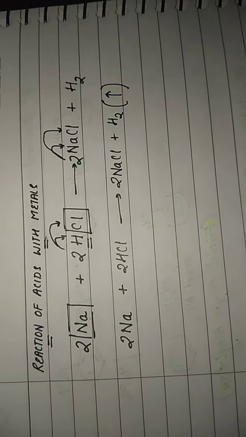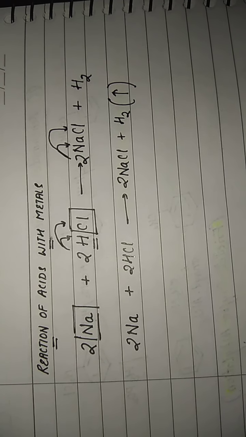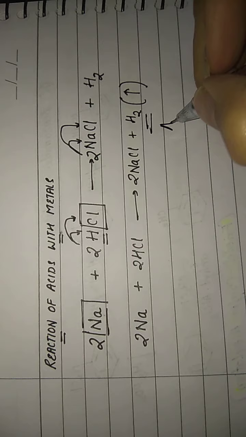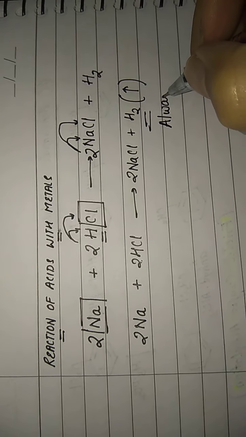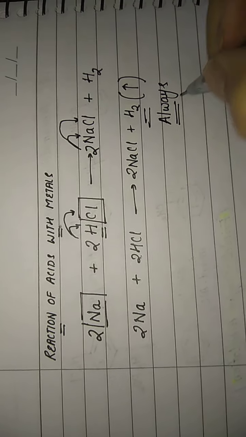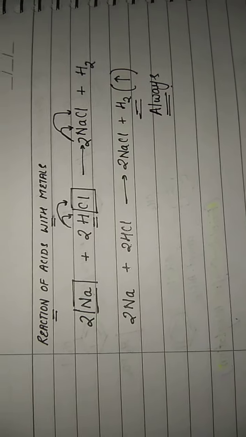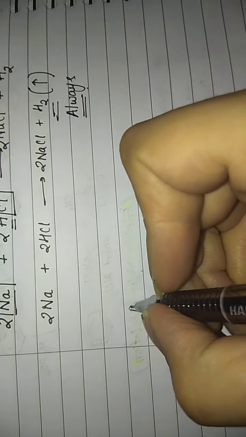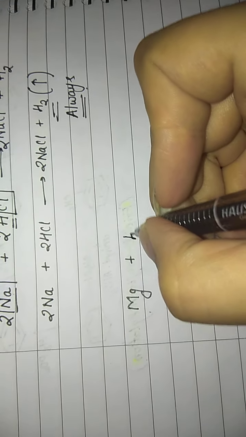Now in general, whenever a metal reacts with an acid, hydrogen gas is always liberated. Fine, we will do the exceptions later. Now let's take another example of the metal magnesium. In the first equation I took the metal sodium. Now let me take the example of the metal magnesium with HCl.